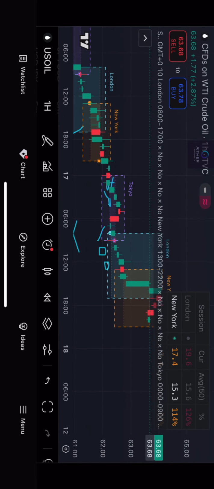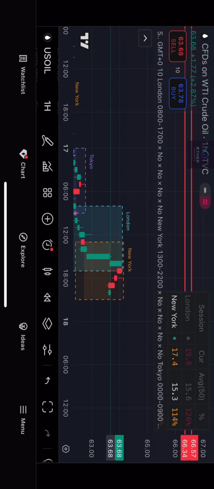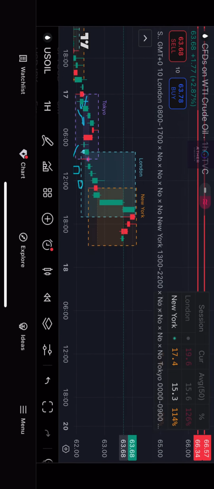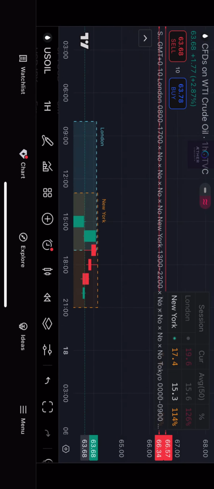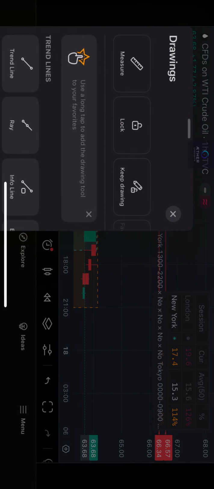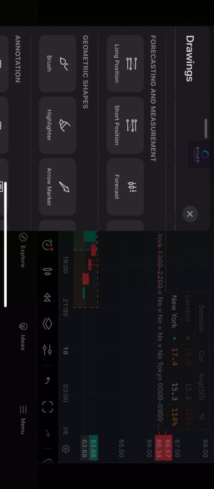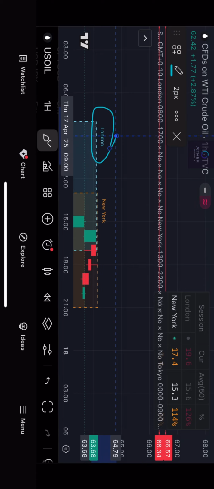Also, session timing changes depending on your location. Google your country's market session timings and only trade London and New York sessions. Other sessions have low volume, not worth your time.